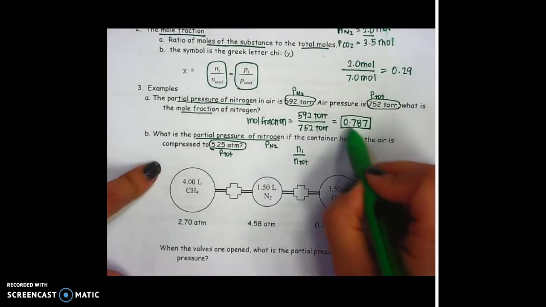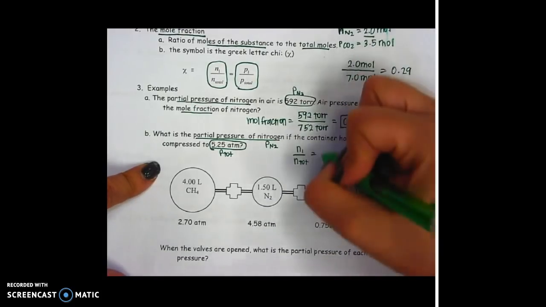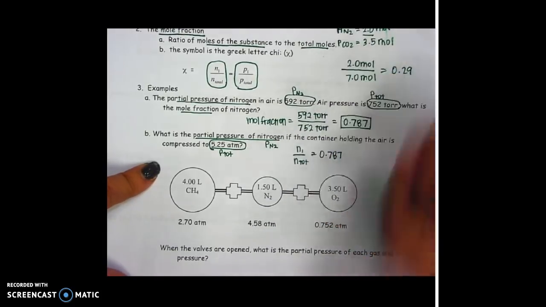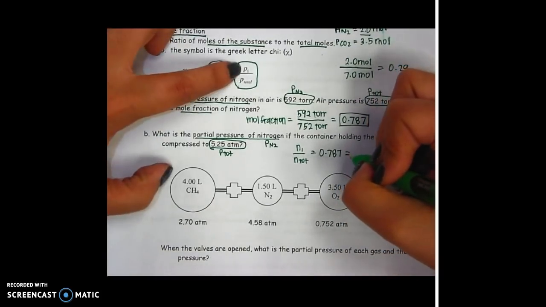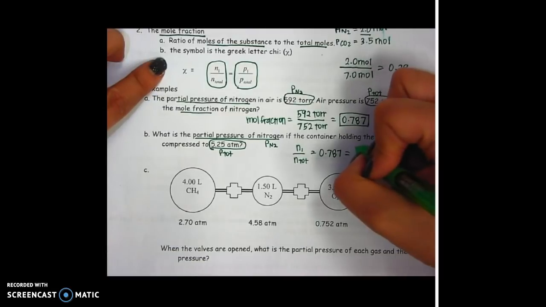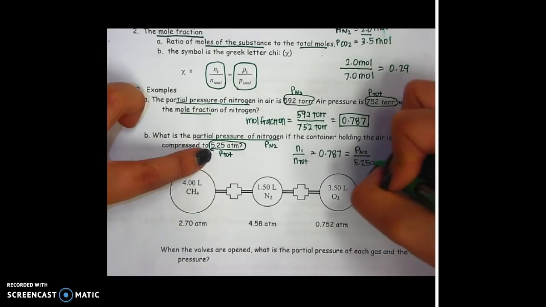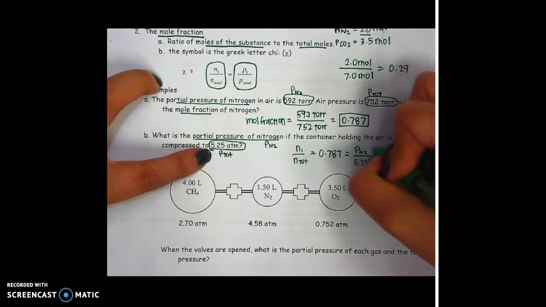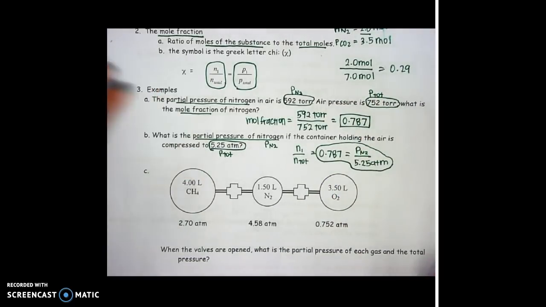And earlier, you guys remember we solved for that right here. The N1 over N total is equal to 0.787, right? And I know that 0.787 is now equal to P1 over P total. So I don't know my partial pressure of nitrogen, so that goes on top. My P total is 5.25 atm. And I'm basically just going to cross multiply and solve for PN2.